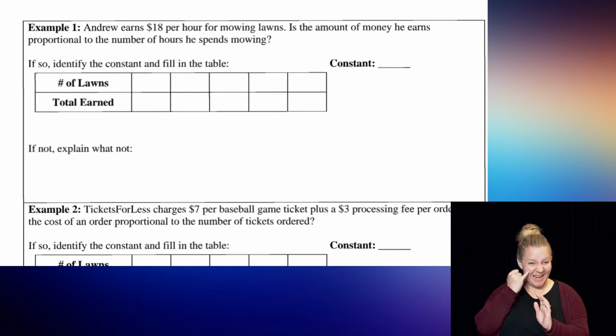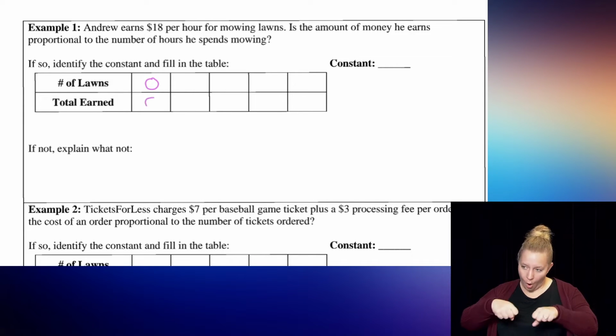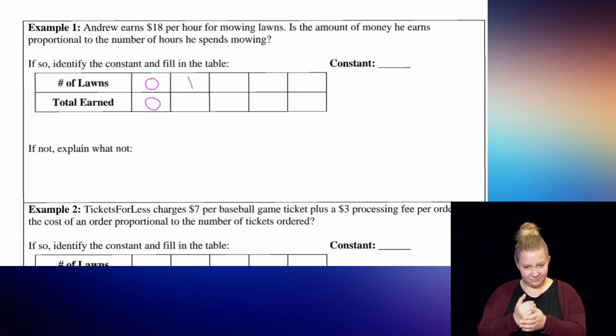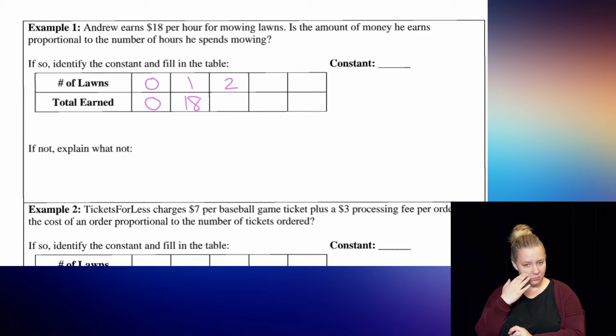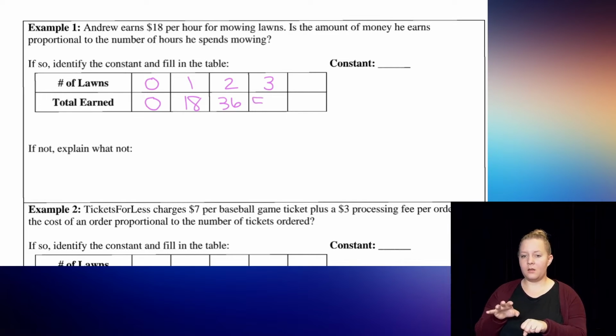Let's test this out. So if I mow 0 lawns, does Andrew get any money? Well, the answer is no. So therefore, we make $0. But if I mow 1 lawn, Andrew makes $18. If I mow 2 lawns, I know that it's going to be $18 more than that, so 36. If I mow 3 lawns, I know that it's going to be $54. And then if I mow 4 lawns, I get $72.